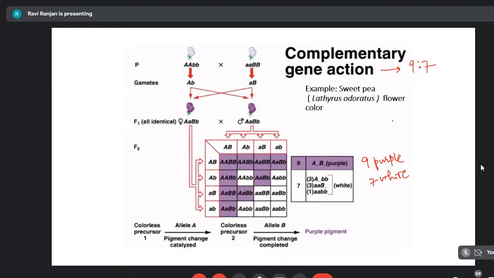Some books mention this complementary gene interaction. The word complementary itself tells you that both of them are required. They are complementary to each other. Day and night are complementary to each other. You cannot define one in the absence of the other, right?